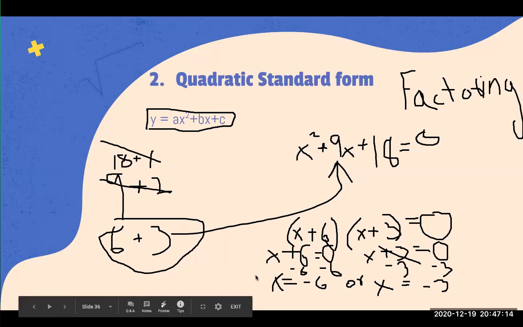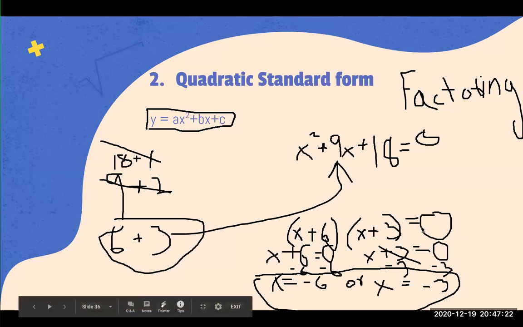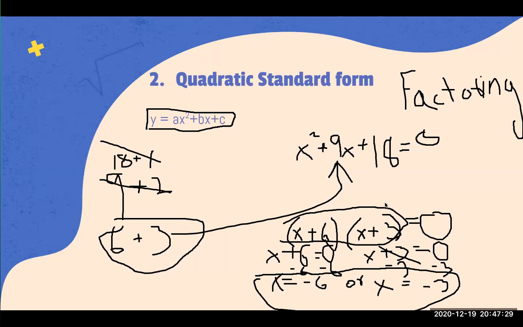So there's actually two answers for this that actually work. So yeah, that's how you solve this kind of equation. So let's find out how to multiply something like this back together into something like this. Let's find out how to turn something like this into something like this. Okay?